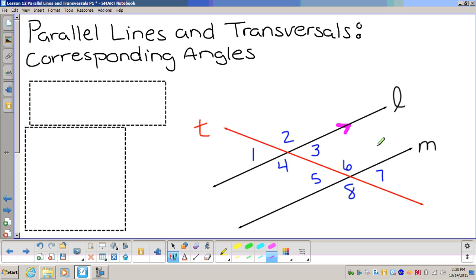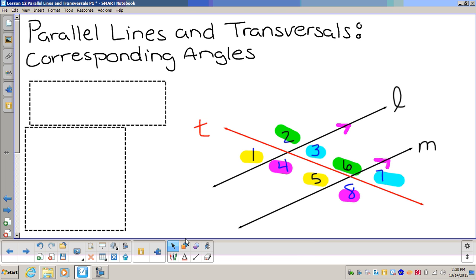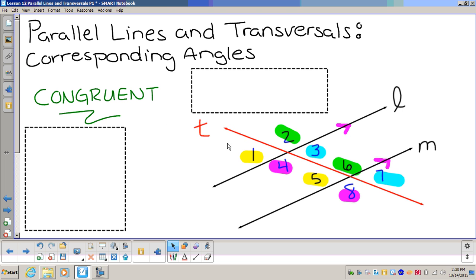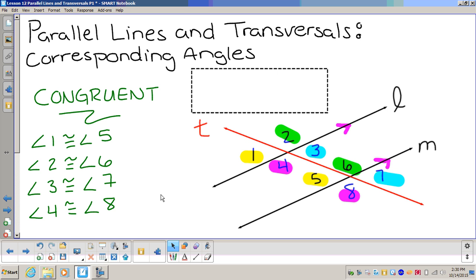If we go and look at the corresponding angles, so 1 and 5, 2 and 6, 3 and 7, 4 and 8. Those are our corresponding angles. We talked about those a few slides back. If these two lines are parallel like they are, then we know that all those pairs of angles are congruent. So 1 is congruent to 5, 2 is congruent to 6, 3 is congruent to 7, 4 is congruent to 8. So if we know these two lines are parallel and this red transversal intersects them, then we know all corresponding angle pairs are equal to each other.